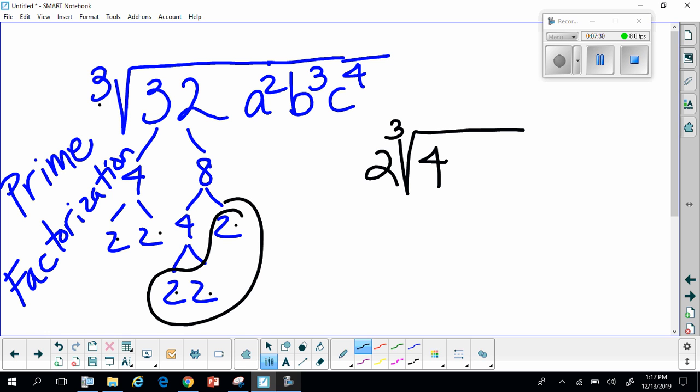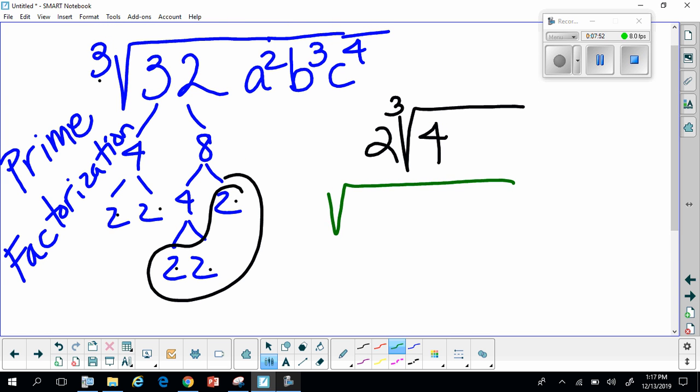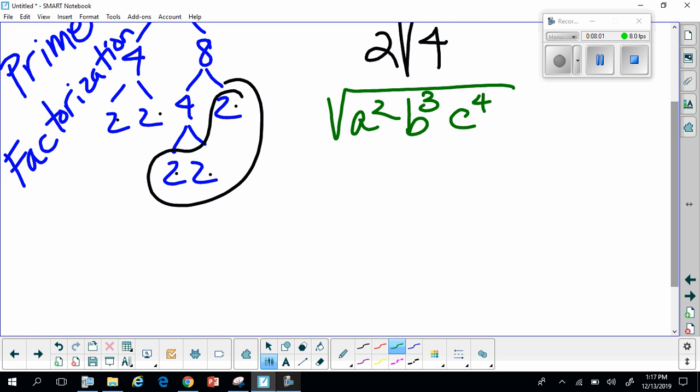Now, let's tackle our variables. I'm going to put the 2 cube root of 4 on the back burner, and let's tackle our variables. So we have a squared, b cubed, c fourth. Now, some people like to separate them completely. I don't, just because you're going to eventually just write them out and circle anyway. So there's no use to do that. However, whichever way works for you, do it.